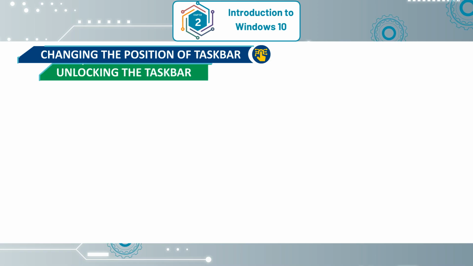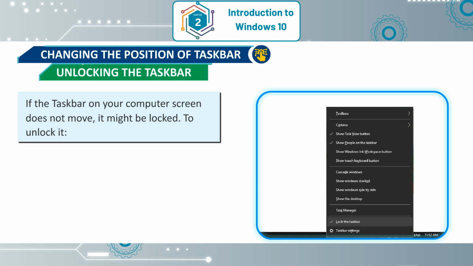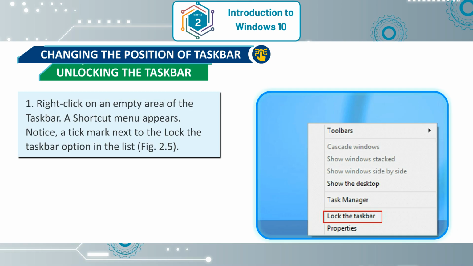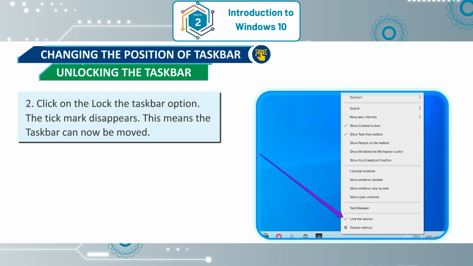Unlocking the taskbar. If the taskbar on your computer screen does not move, it might be locked. To unlock it, 1. Right-click on an empty area of the taskbar. A shortcut menu appears. Notice a tick mark next to the Lock the Taskbar option in the list. 2. Click on the Lock the Taskbar option. The tick mark disappears. This means the taskbar can now be moved.